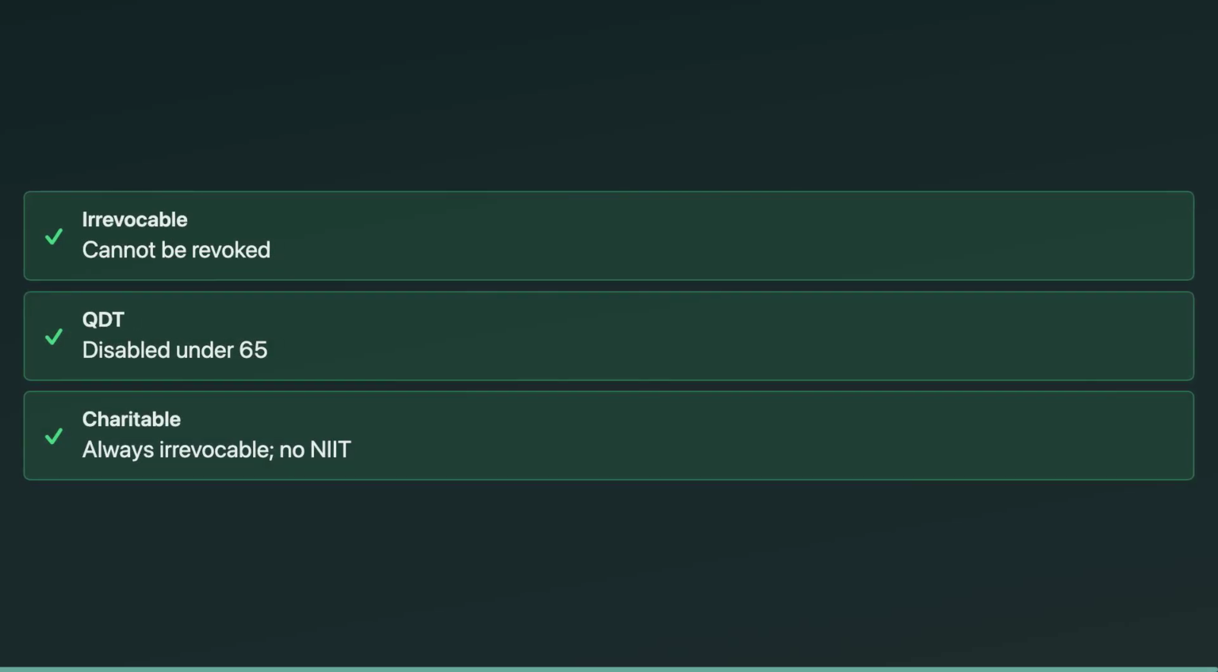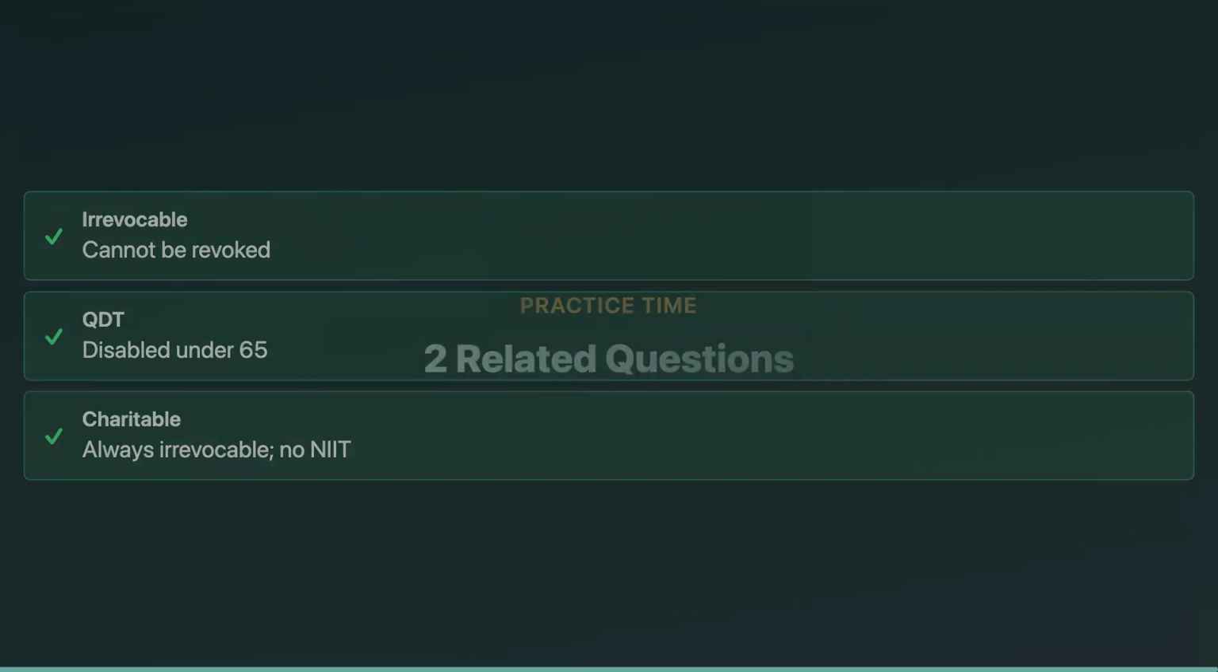Common non-grantor examples show up a lot. Irrevocable trusts are the big one. Once created, you generally can't revoke them, and transferred property may be outside the gross estate. Qualified disability trusts are non-grantor trusts for a disabled beneficiary under age 65. And charitable trusts are always irrevocable, used for charitable purposes, and they're not subject to the net investment income tax. Memorize those labels. They're easy points.